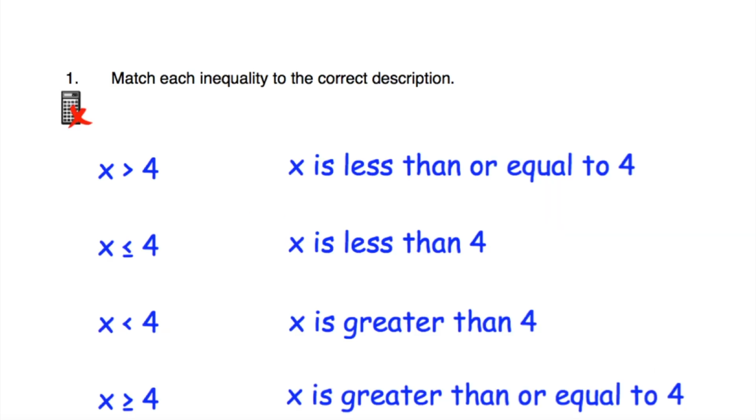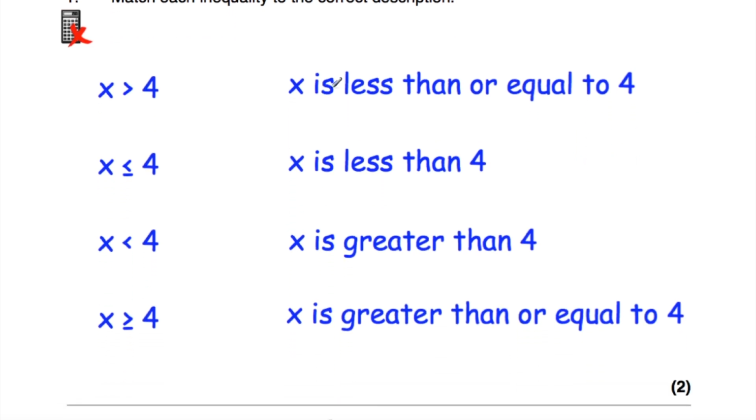Okay, question number one. We've been asked to match each inequality to the correct description. So we've got four inequalities here and four descriptions. The first one says x is greater than 4, so that would be the top one. The next one, x is less than or equal to 4, so that's the top one there. x is less than 4, so that's that one there. And then finally, x is greater than or equal to 4 would be the bottom one there.